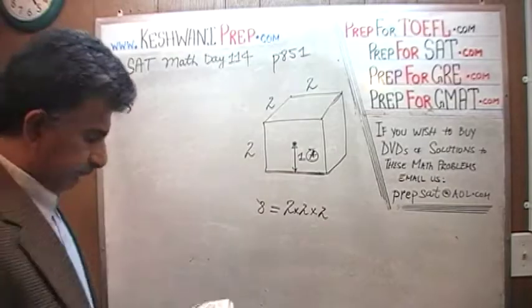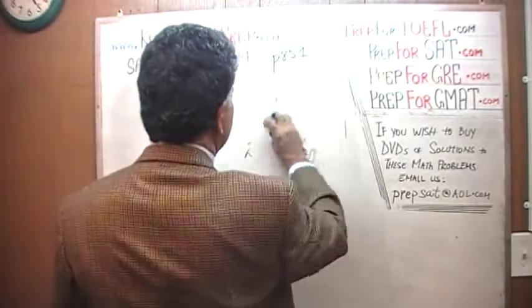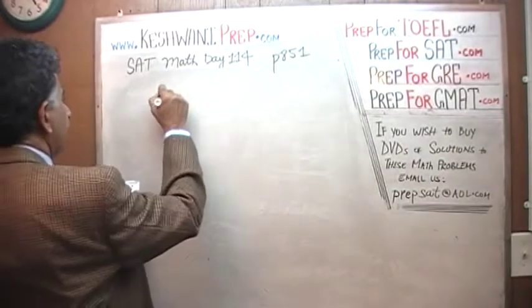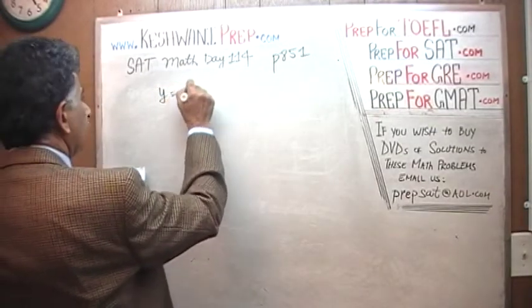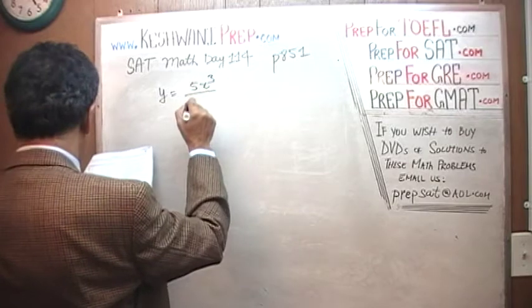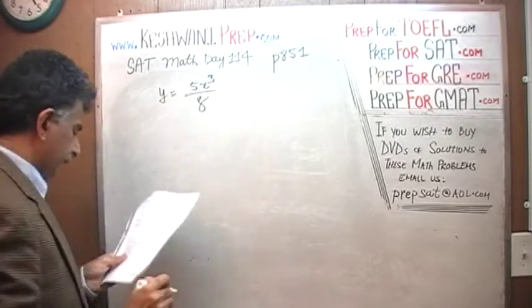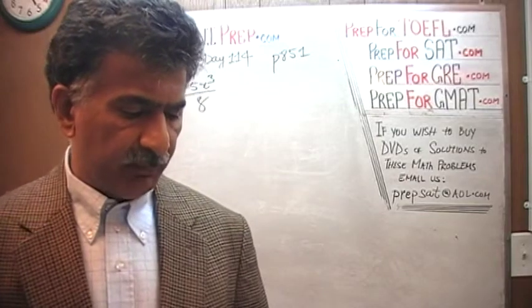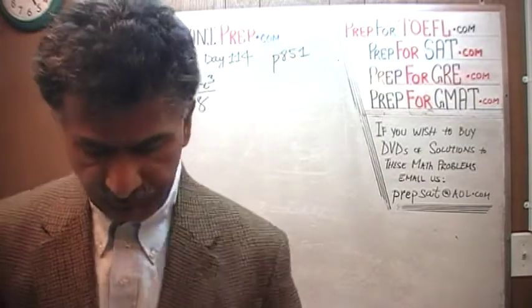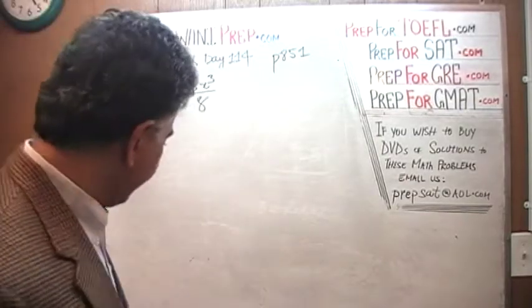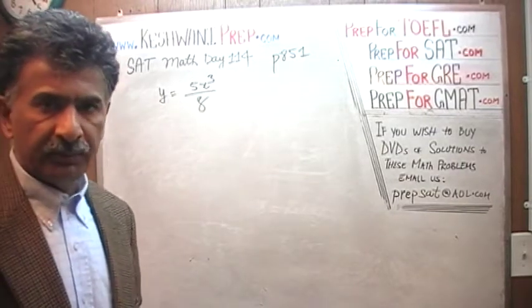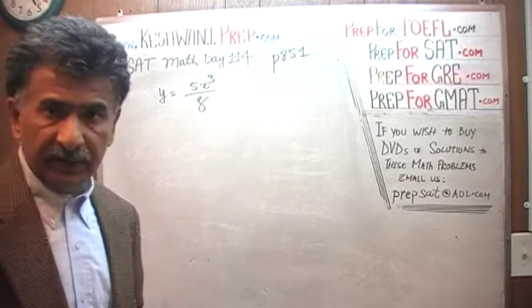Number 16. We are given a value here, y, which we are told equals 5x cubed over z. And the question is, what happens to the value of y when both x and z are doubled? Which is exactly what we're going to do here. We're going to take our x and z and double their value, and compare the final result with what we started out with.